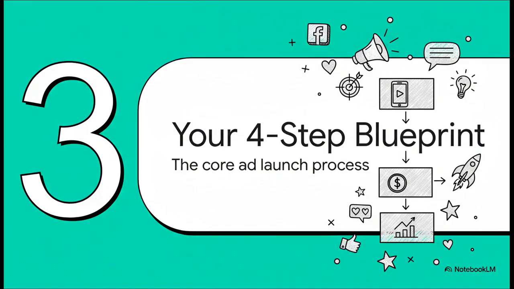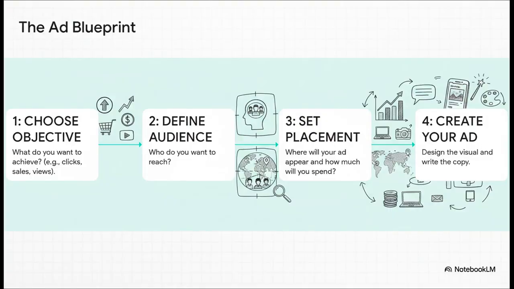Your 4-step blueprint. This is the simple, repeatable process that'll take any ad from just an idea to something real that people are seeing. Seriously, it's this straightforward. First, you choose your objective. What do you want to happen? More sales, more clicks? Just tell Facebook the goal. Second, you define your audience. This is where you play detective and tell Facebook exactly who should see your ad.